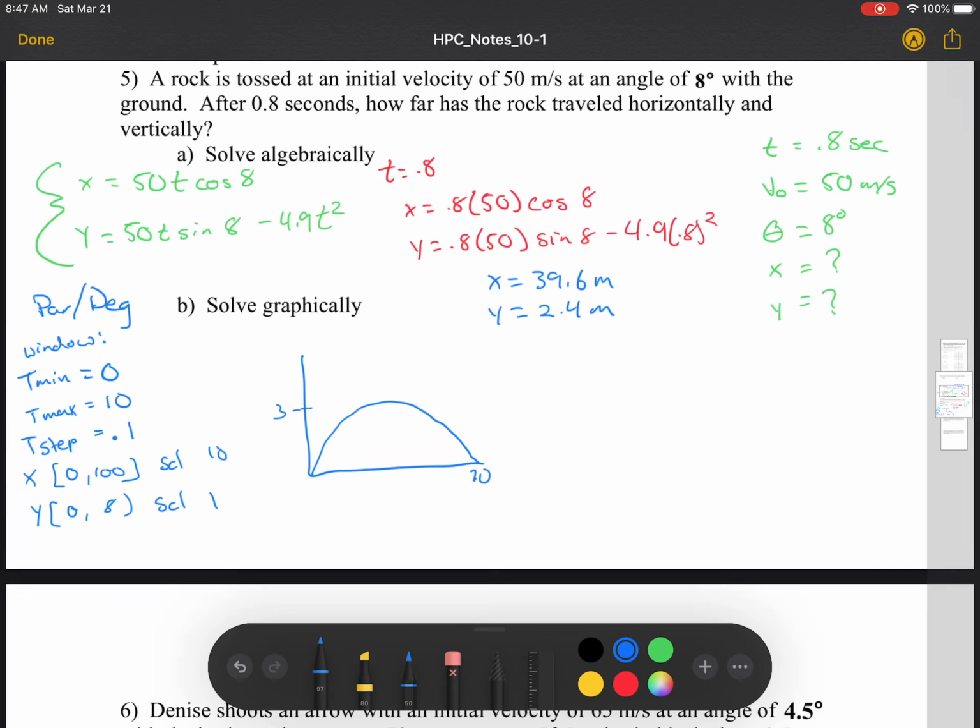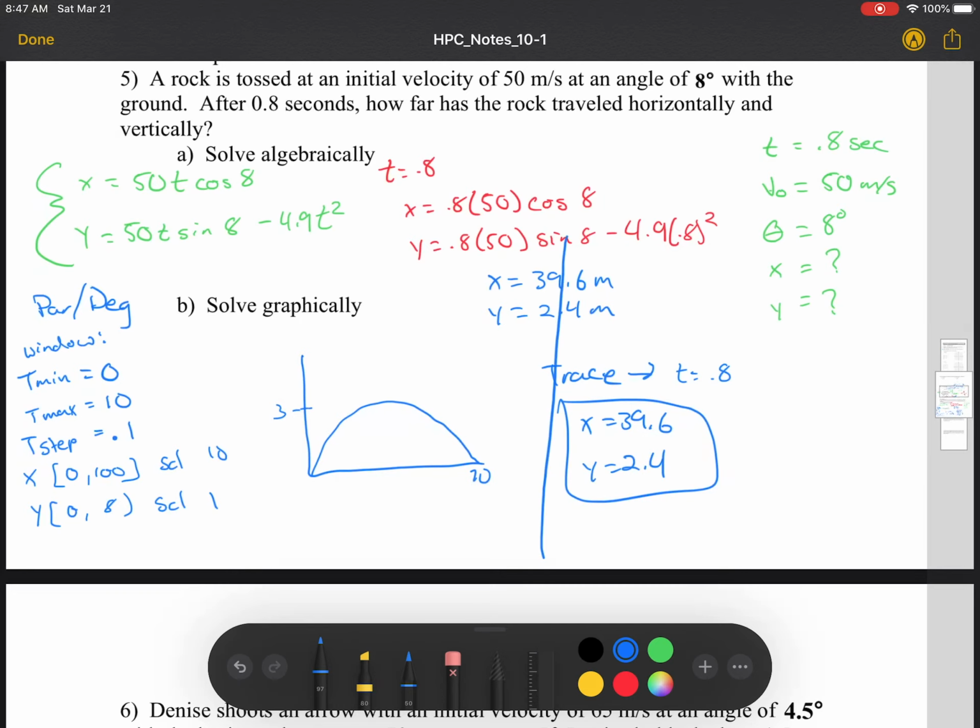Okay. And then all you got to do is, since we made our step 0.1, when we go to trace, find your trace button in there. Trace it over to t equals 0.8. Because our step is 0.1, you just go over 8 times. You're going to find x equals 3.96, y equals 2.4. Test that out and see if you can do it. Sometimes that's a good way of solving problems when your numbers don't work out or you get lost solving equations.